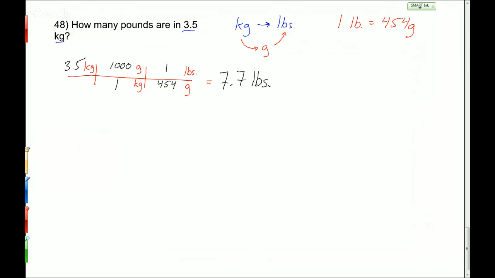All right, so see how that works when there's an extra step? Still the same procedure. We just put something else in the middle. If we want to check our units, they do indeed still cancel. So kilograms, kilograms, grams, grams, and we're left with pounds. Okay, let's try another one.